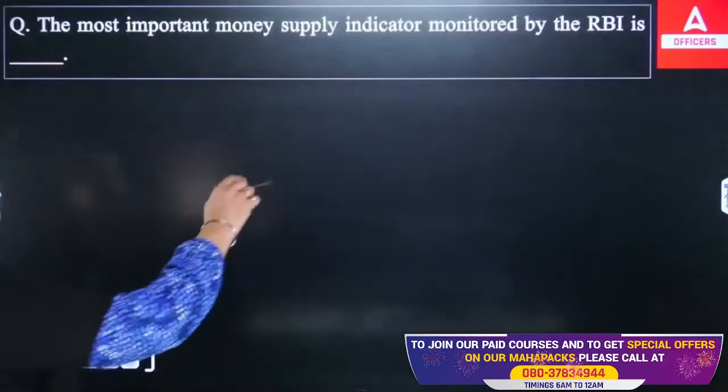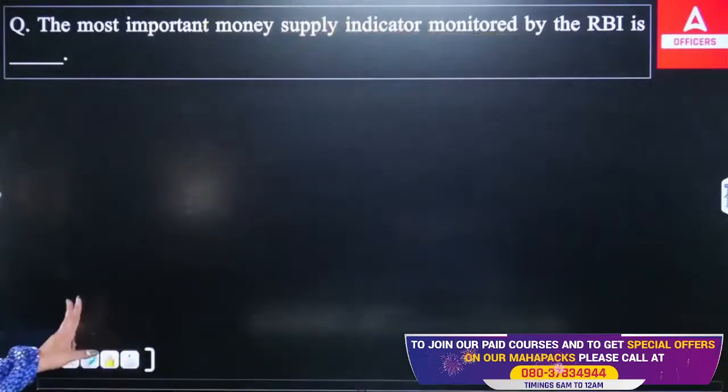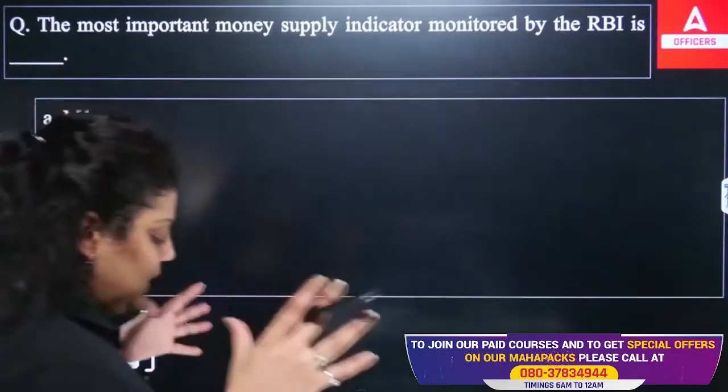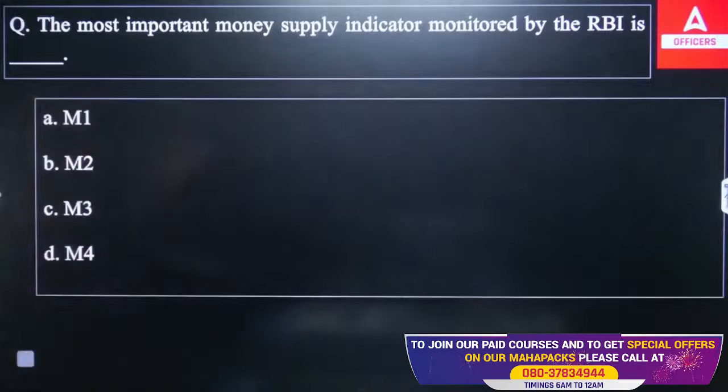Okay, next, the most important money supply indicator monitored by RBI is dash. So we have measures of money M1, M2, M3, M4. Out of these four, which of the following is the important money supply indicator for the Reserve Bank of India that RBI calculates? Let me know which of the following is true. A, B, C or D? So I think it is very easy to answer. RBI measures this money supply because RBI wants to know how much money is in the economy. That's why RBI is calculating this.